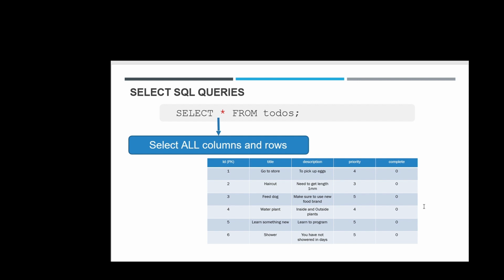Now we want to recall the basic queries for reading data from the database. If we want to select all columns and rows, we use the basic SQL query SELECT star FROM to-dos, semicolon. If I execute this, I will get all the information about the table, all the columns and rows. It's just like reading a pandas data frame: if we read a CSV, it gives us the whole table with all the rows and columns.